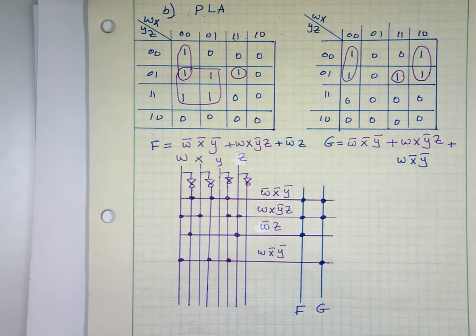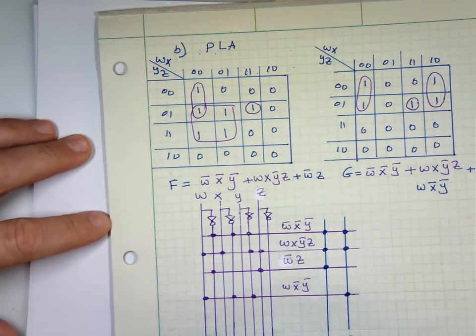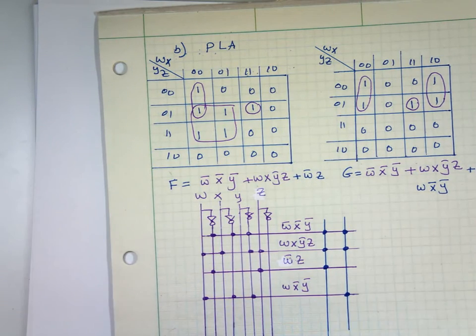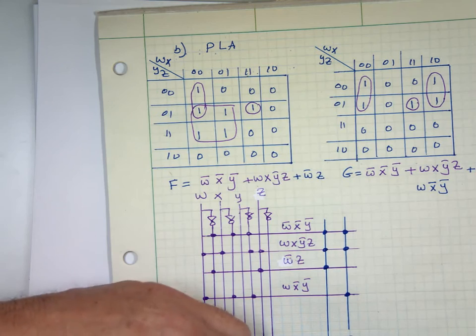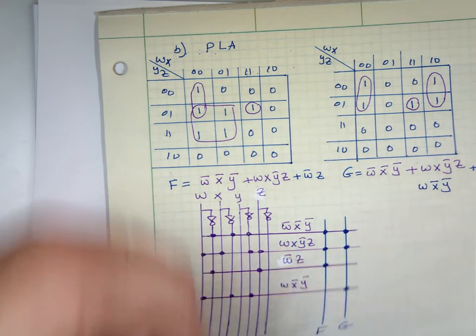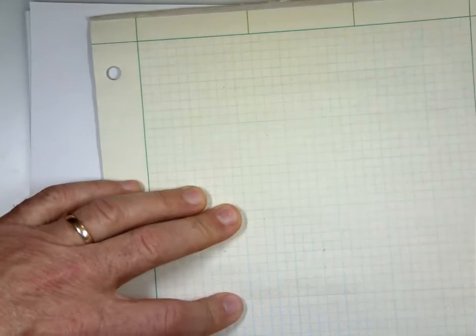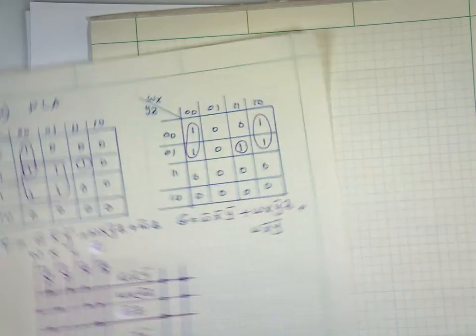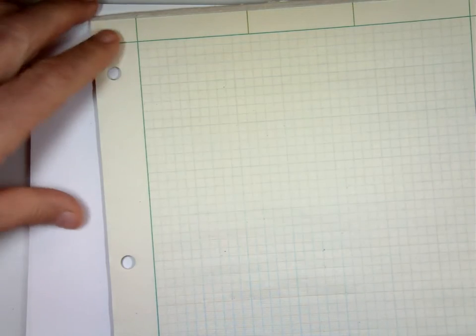Now the third part of the problem is designing that using a 2x4 decoder. There's the schematic for it. Same one. So we're going to redesign that using a decoder, and the decoder we're using is this picture, this schematic.